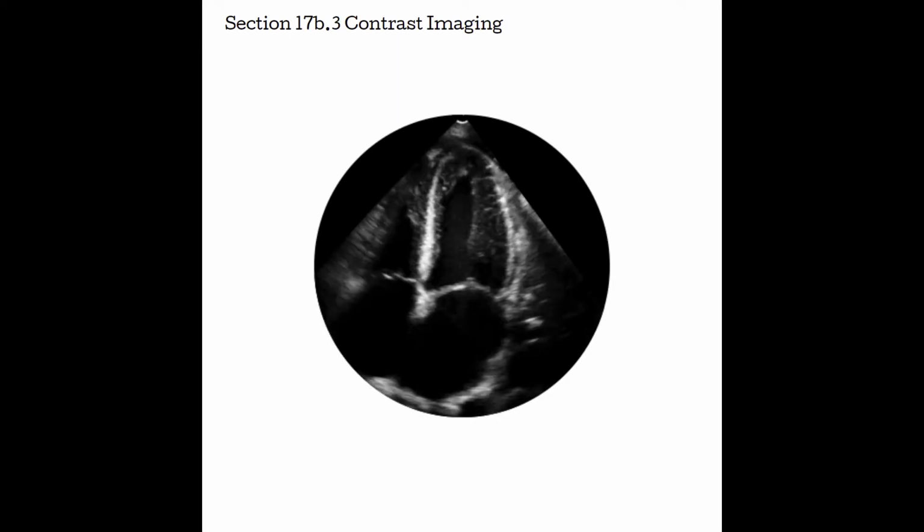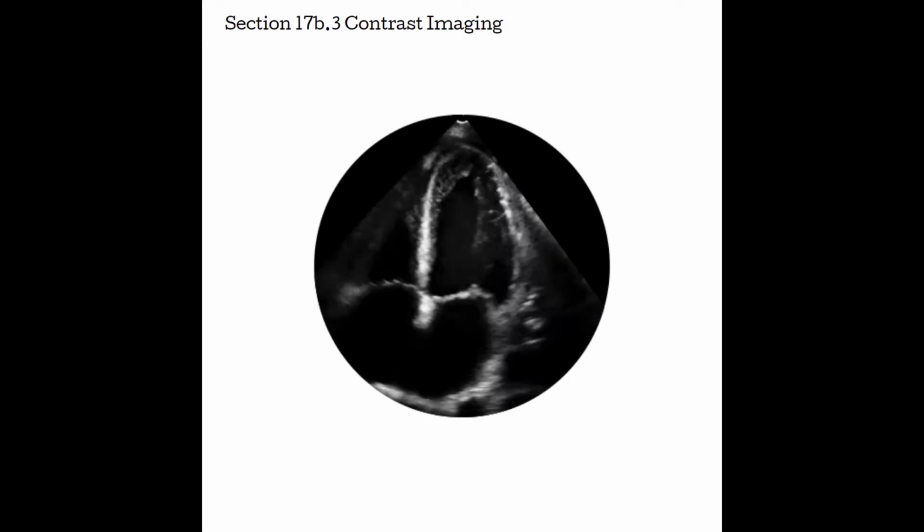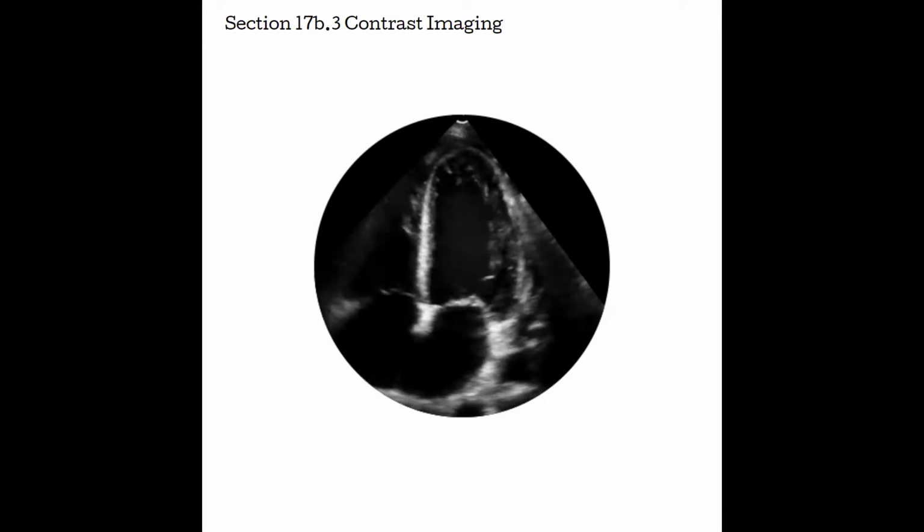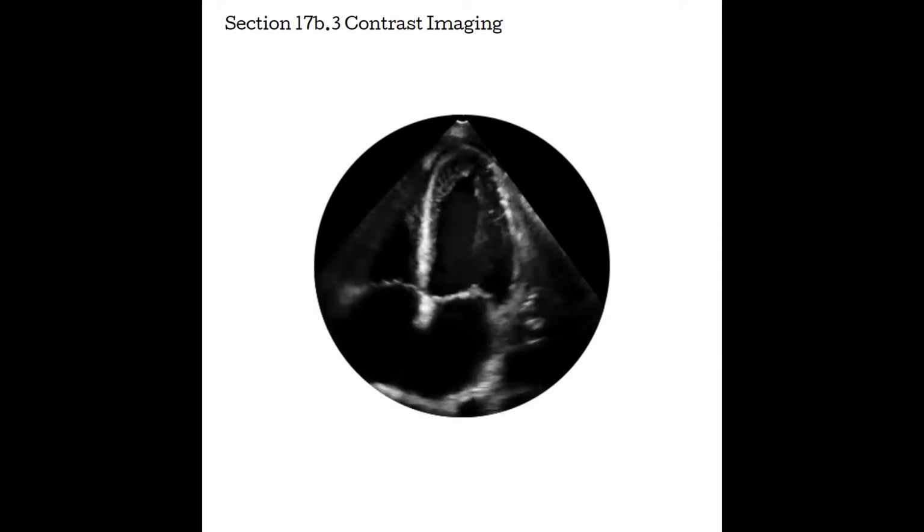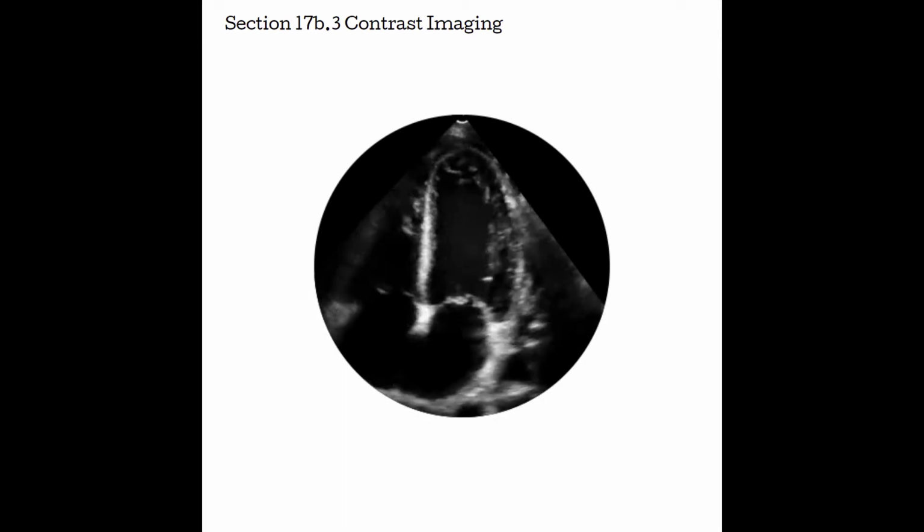To finish up this unit, we're going to move to section 17b.3, where we'll take a little bit of a look at contrast imaging. All these images that I have are from the Definity website. They are going to help show how the Definity can help in the echocardiogram setting. Typically, a complete study is performed without the contrast.